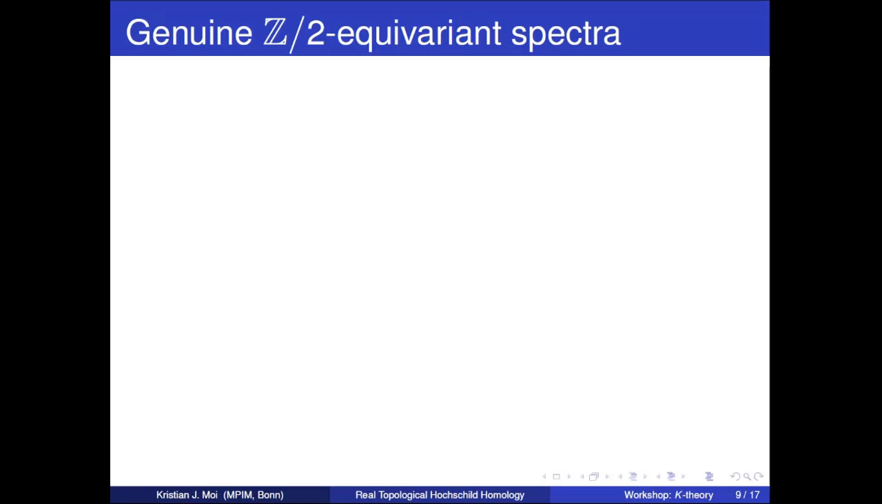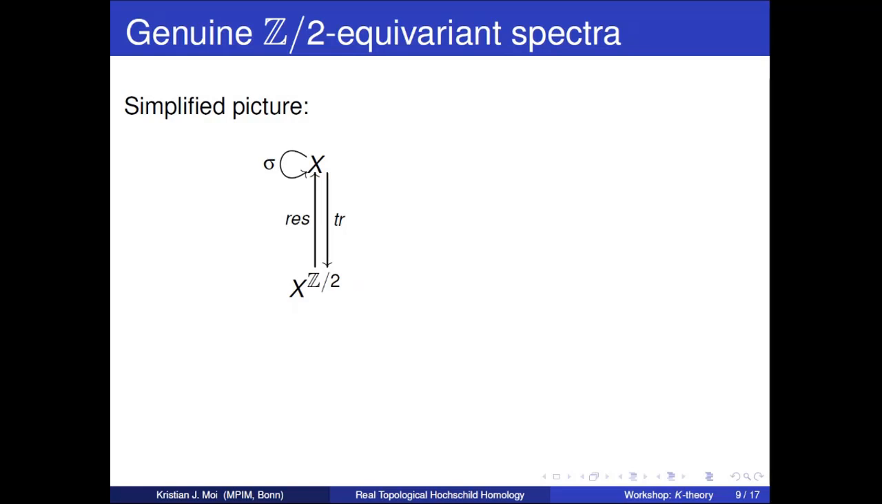I'll present a slightly simplified picture. A Z/2-equivariant spectrum in particular consists of the following data. There's some spectrum X, an ordinary spectrum, and there's an involution on this spectrum, that's the sigma. So sigma is an action of Z/2.